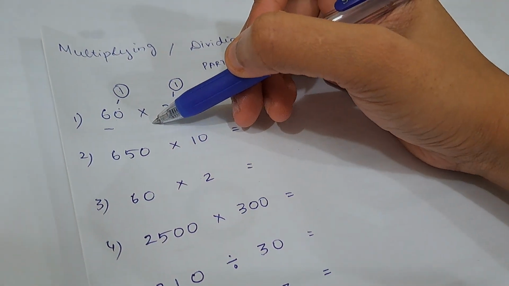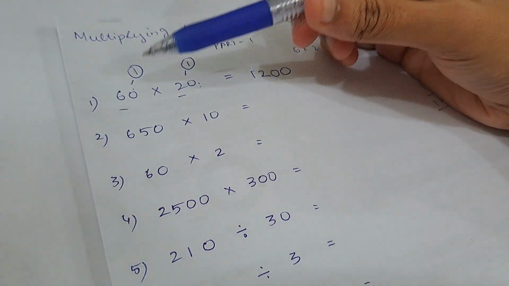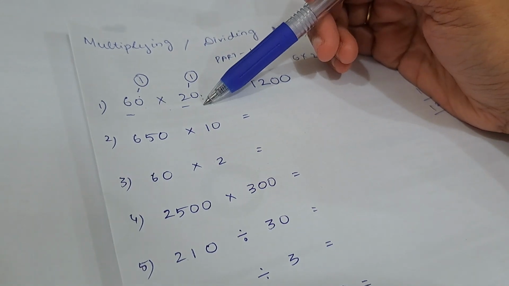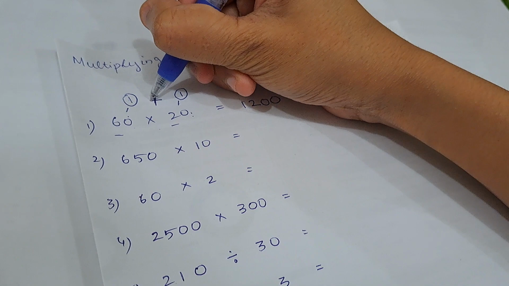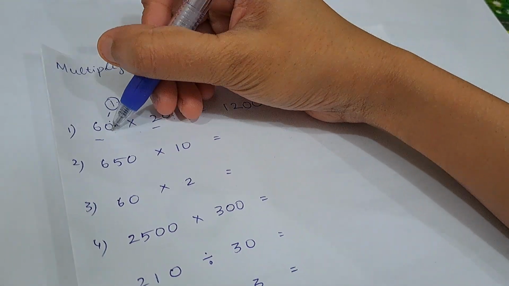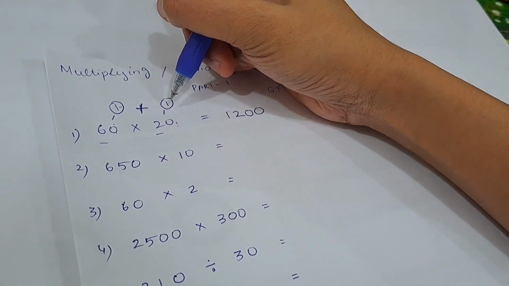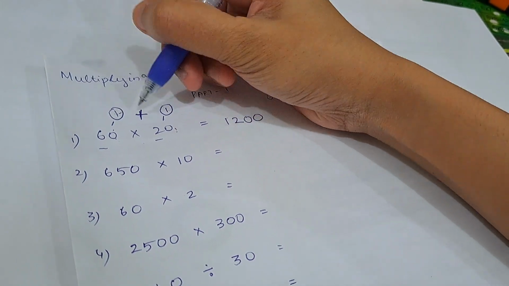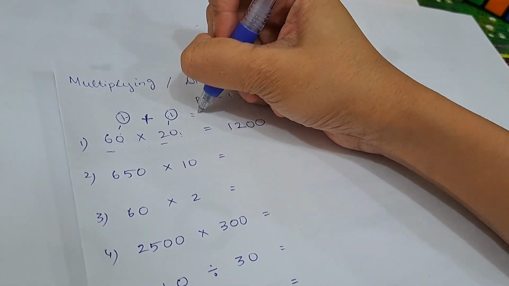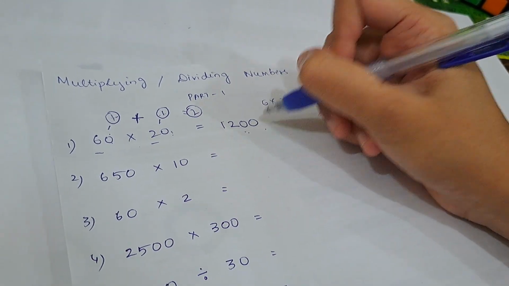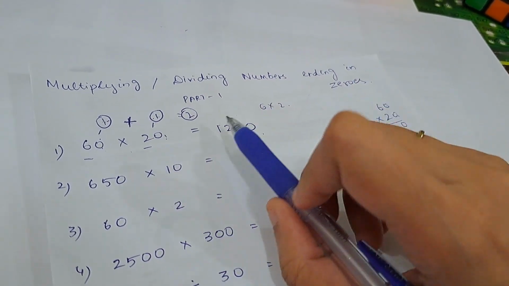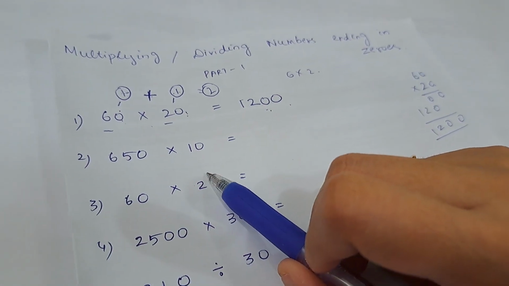So in multiplication with questions involving numbers ending with zeros, you have to add the number of zeros. 1 zero from here and 1 zero from here. Add them, 1 plus 1, which makes 2 zeros. So we have written 2 zeros behind the multiplication answer. Let us move on to the next question.